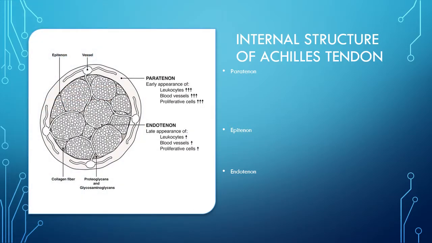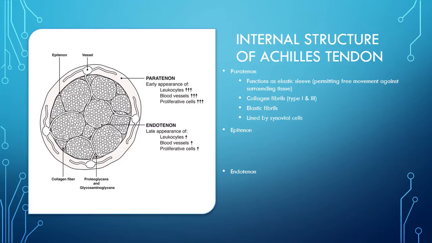So this is just an image of the internal structure of the Achilles tendon, and it contains the peritendon, the epitendon, and the endotendon. The peritendon functions as an elastic sleeve, and it allows free movement against surrounding tissues. It also contains type 1 and type 3 collagen fibrils. It contains elastic fibrils, and it's also lined by synovial cells.